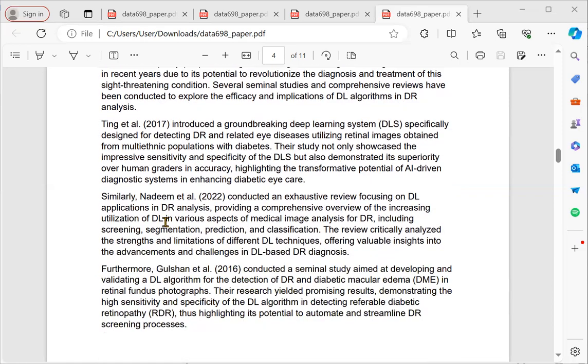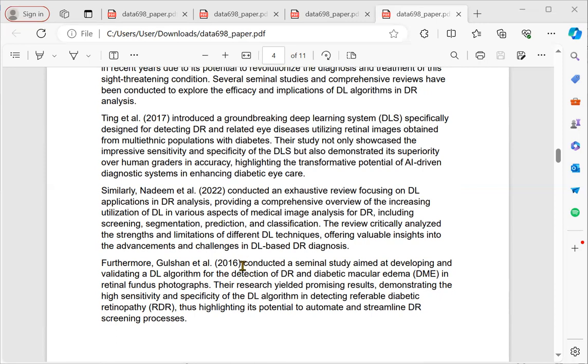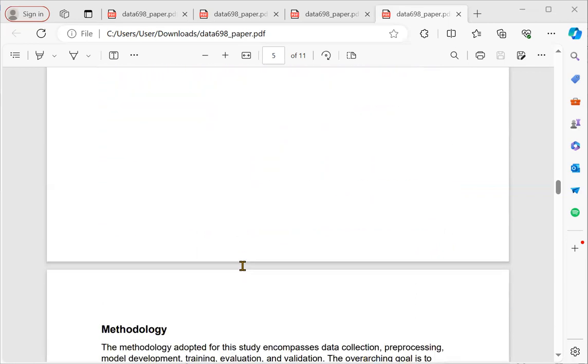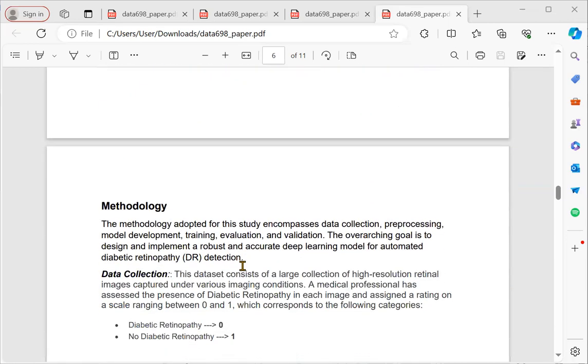Similarly, another author named Nadeem et al., whose paper was issued in the year 2022, also conducted an exhaustive review focusing on deep learning applications in DR analysis, providing a comprehensive overview of the increasing utilization of deep learning in various aspects of medical image analysis for DR, including screening, segmentation, prediction, and classification. And there are more. But right now, jumping to the methodology and results, I would like to pass it to Jaya, who can walk us through methodology and results.